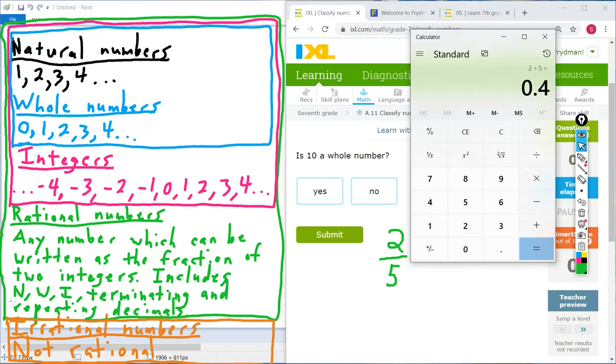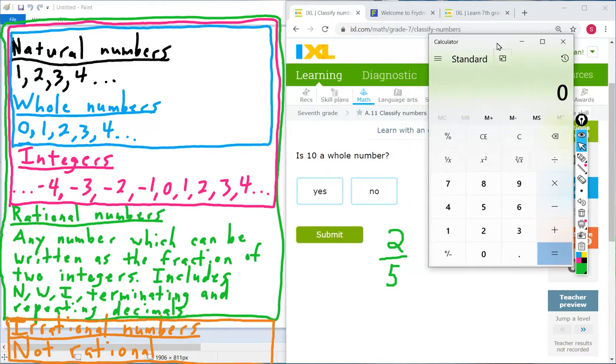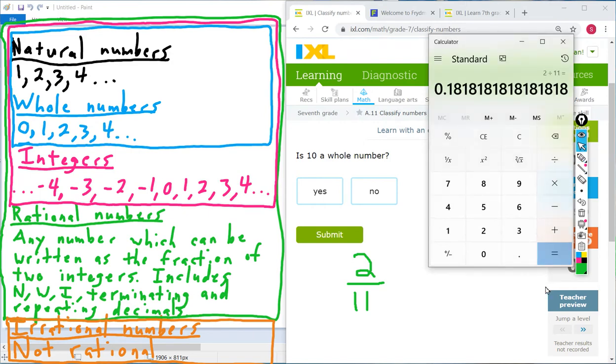And the same thing goes for repeating decimals. So for example, what if I had the fraction 2/11? Well, I know that that is a rational number because I wrote it as the fraction of 2 integers. 2 is an integer and 11 is an integer. Now, if I divide 2 by 11, I get 0.18181818, and on and on and on. I get a repeating decimal.